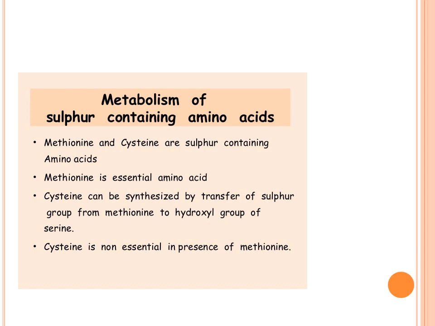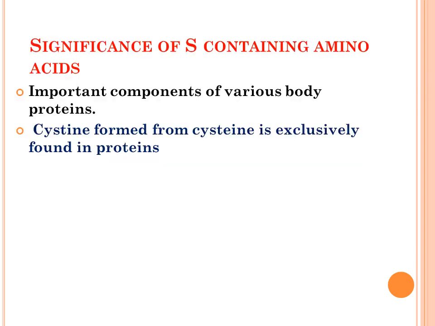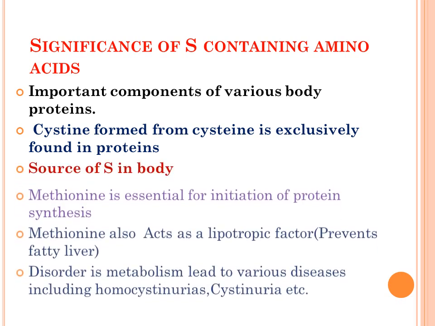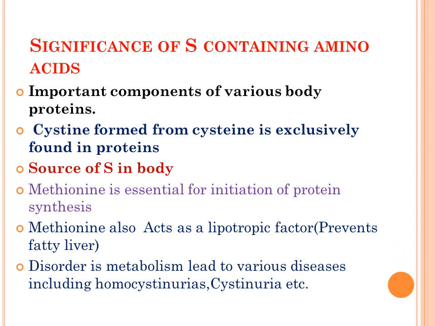These are the sulfur containing amino acids, out of which methionine is essential while cysteine is non-essential, as it can be synthesized in the body with the help of methionine. Now, apart from being an important source of sulfur in the body, methionine plays an important role in initiation of protein synthesis, as well as acting as a lipotropic factor.